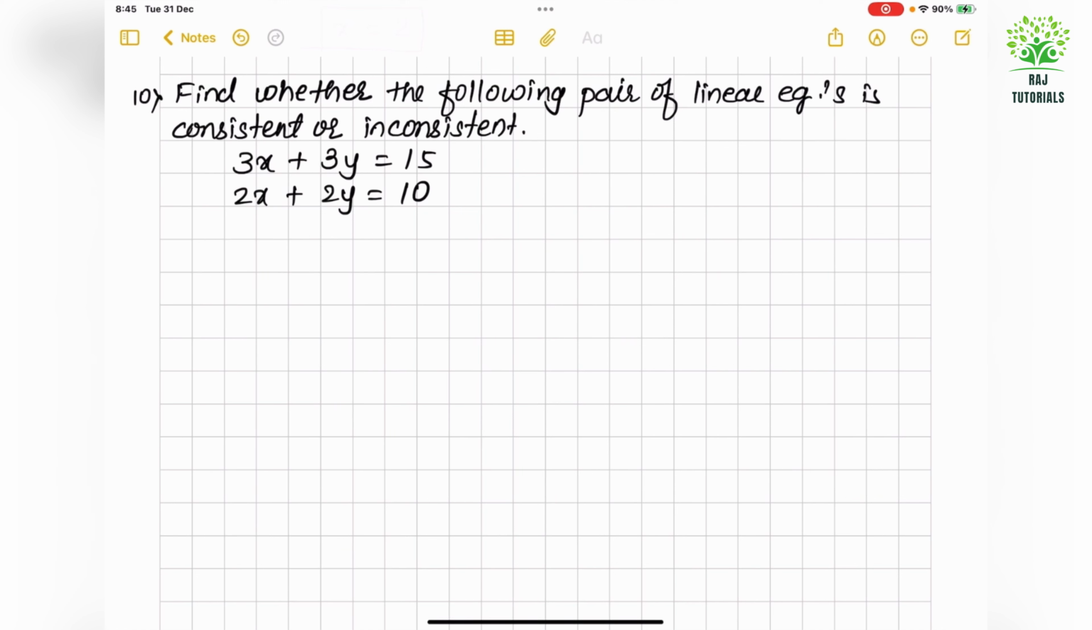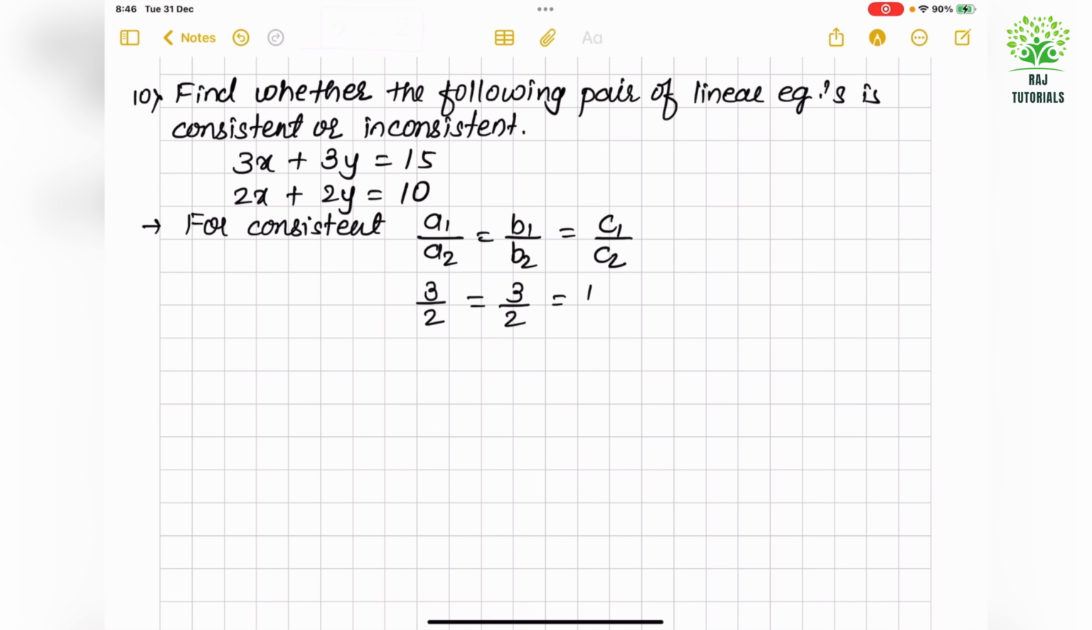Now the next question says find whether the following pair of linear equations is consistent or inconsistent. So for consistent, a1 upon a2 should be equal to b1 upon b2 should be equal to c1 upon c2. So now here if I do 3 upon 2 equal to 3 upon 2 equal to 15 by 10. So 5 twos are 10 and 5 threes are 15. So all the three are equal. So therefore the equations are consistent.